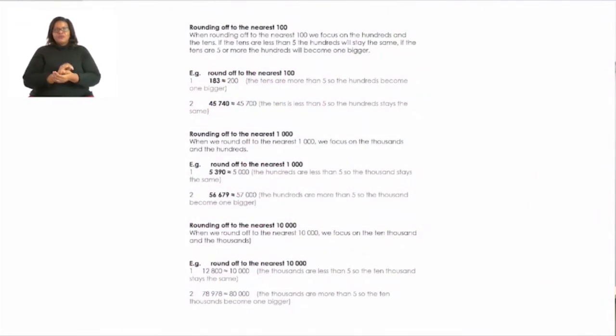Now we turn to page 24 of our book. My friend is also turning her page. Rounding off to the nearest 100. Let's read. When rounding off to the nearest 100, we focus on the hundreds and the tens. If the tens are less than 5, the hundreds will stay the same. If the tens are 5 or more, the hundreds will become 1 bigger.